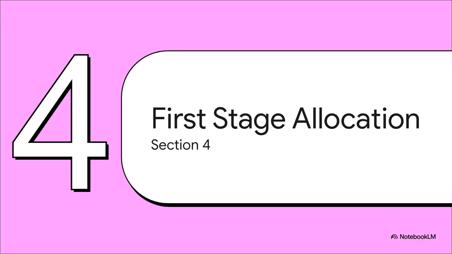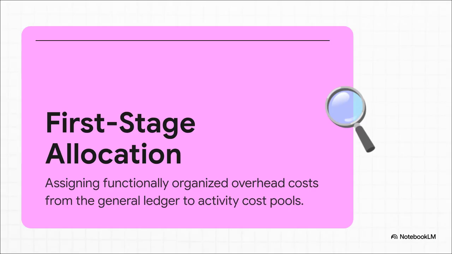Let's keep the momentum going with Section 4, Step 2, First Stage Allocation. Let's see how this builds into what is easily the most heavily tested part of this entire explainer. Step 2, the first stage allocation. This is where the actual money starts moving.